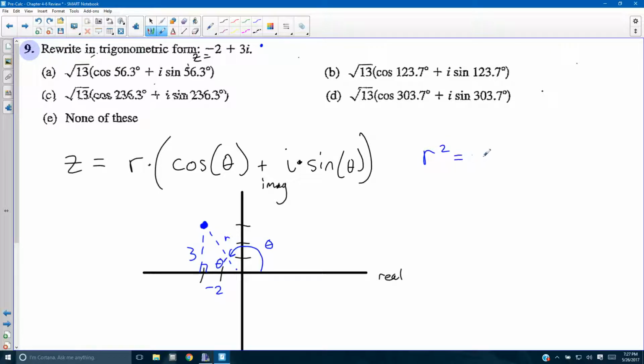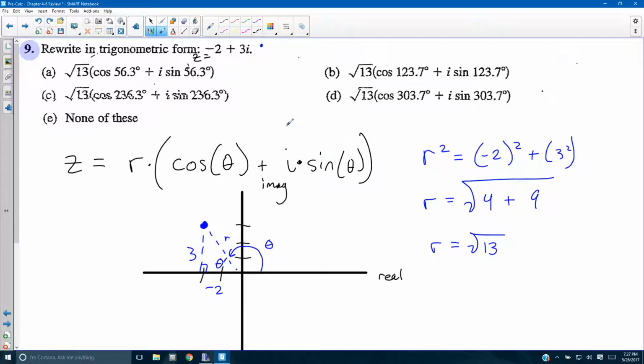Well, r squared equals negative 2 squared plus 3 squared. Pythagorean theorem. So r is going to be the square root of 4 plus 9, which is the square root of 13. And as you can tell, all these answers are root 13 here, so there's no surprise there. If you don't get root 13, either your answer is none of these, or you might want to retrace your steps and see if there's anything else you got to do. Okay, so r is square root of 13 there.